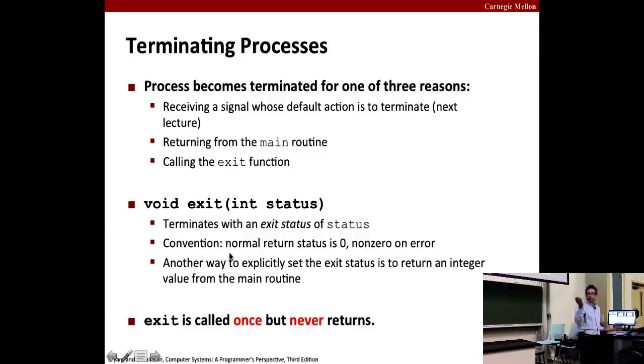As you pointed out, the convention is to return 0 for normal return and non-zero on error. Another way to do this is to return an integer value from the main routine, and that will set the exit status. Now exit is kind of unusual, and you'll see this is typical of all these process control functions. Normally, functions you call once and they return once. But exit, you call once, and it never returns.